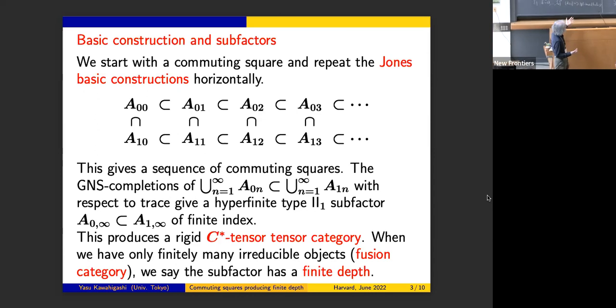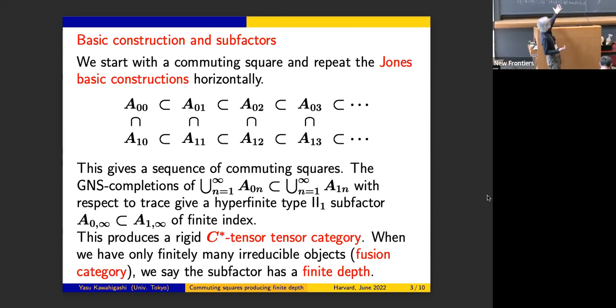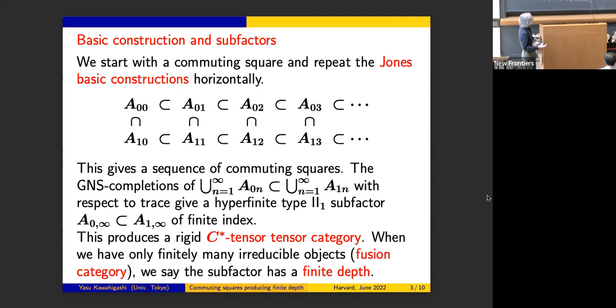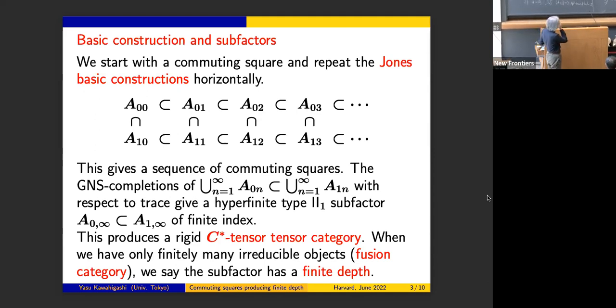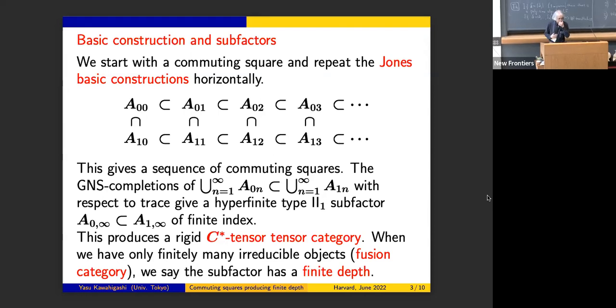And then in this way, we get a subfactor, so one factor contained in a larger factor. This is a subfactor in the Jones theory. This is a finite index subfactor in the sense of Jones. And in this setting, we get a rigid C-star tensor category from a standard procedure using bimodules.